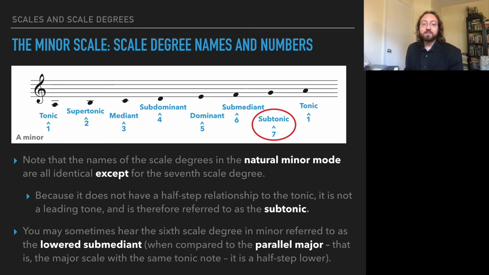Sometimes you will also hear the 6th scale degree in minor referred to as the lowered submediant, because when compared to the parallel major, that is the major scale with the same tonic note, it is a half-step lower. In A major, that F would be F sharp. And now this is F natural, the submediant. Sometimes you'll also hear that with the mediant as well. But in general, the only one that has that discrete difference that we're going to worry about is the 7th scale degree, which when lowered is the subtonic.